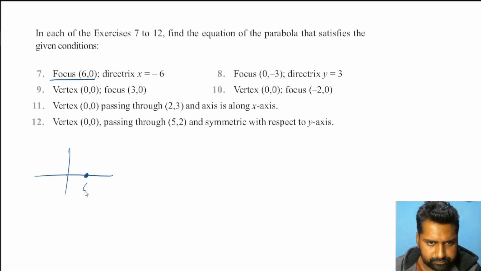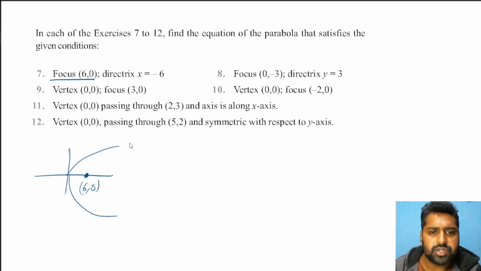Here it is, focus. Focus always lies inside the parabola, and it is on the x-axis, so it has to be like this. If this is the shape, what is the equation? y square equals 4ax. Now you need only the shape and what the equation was. That's the key part. If the focus is here, the equation is y square equals 4ax, and this distance is a. So a is 6.